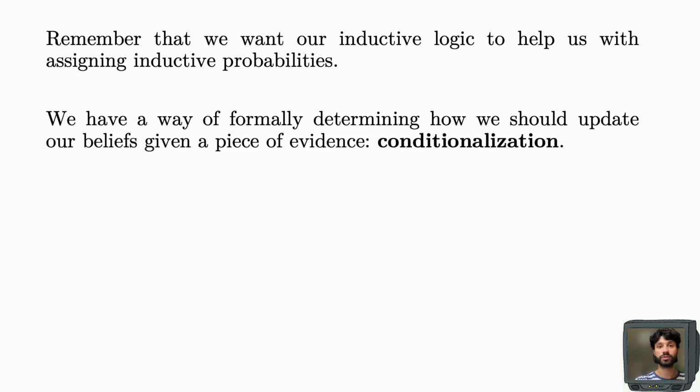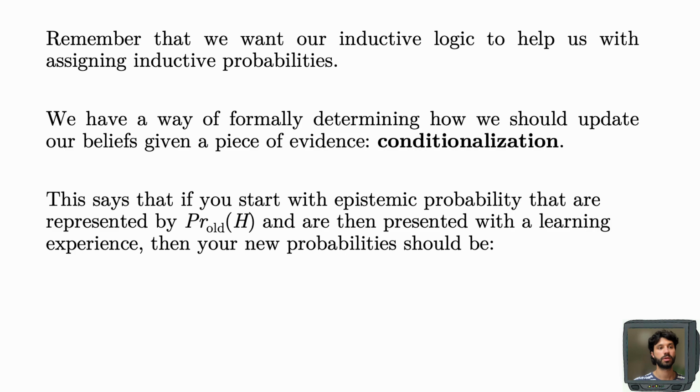Remember, this is what we see in Bayes' theorem course and in the last lecture. So what conditionalization says is that if you start with the epistemic probability, which is represented by probability of H with subscript old, this is your belief that H. And then you're presented with a learning experience, or in other words, a new evidence, then your new probabilities should be as follows.